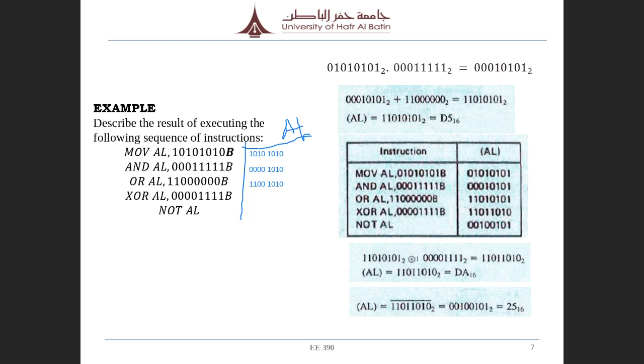Okay. Now about the XOR operation. XOR AL, AL is now changed. The last AL is the AL value. Now XOR AL, 4041.